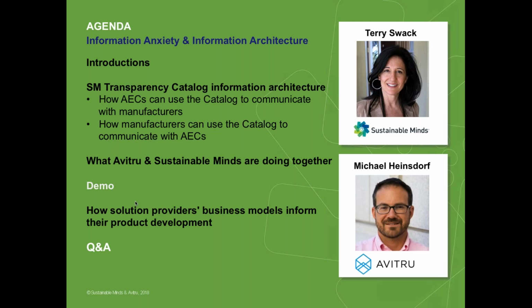After we do a brief introduction here, we'll go into how the Sustainable Minds Transparency Catalog works, how architects and engineers can use it to communicate with manufacturers, and then vice versa with how manufacturers can use the catalog to communicate with architects and engineers. We'll talk a little bit about what we're doing together, both currently and then in the future. Terry's going to give a brief demo of the Sustainable Minds catalog and how it works. And then she'll talk about a success story with one of the users of the Sustainable Minds Transparency catalog. And then we'll hopefully have a brief amount of time for a short Q&A.